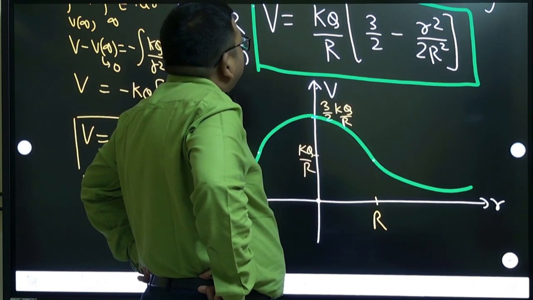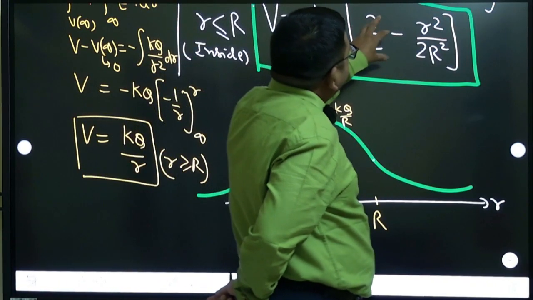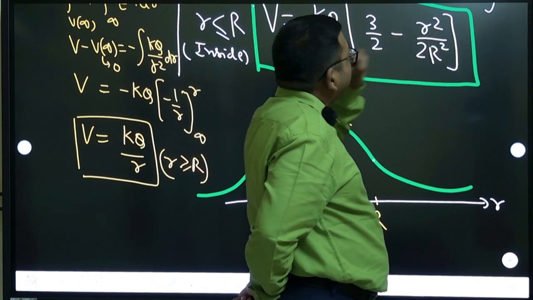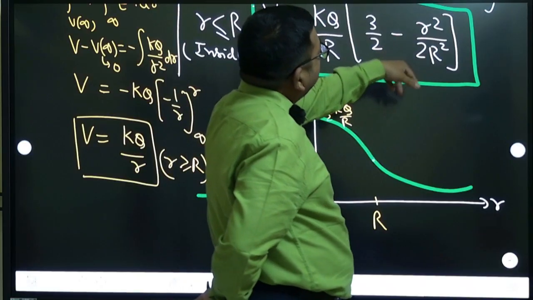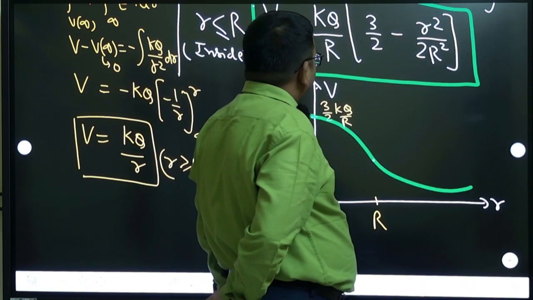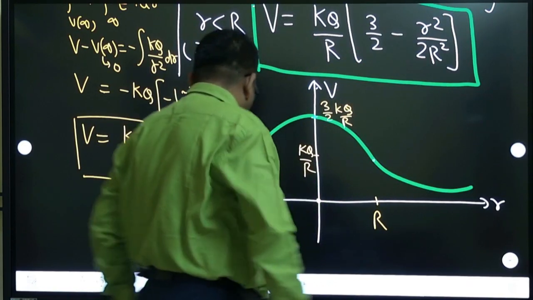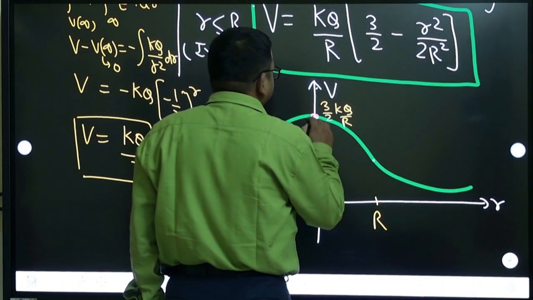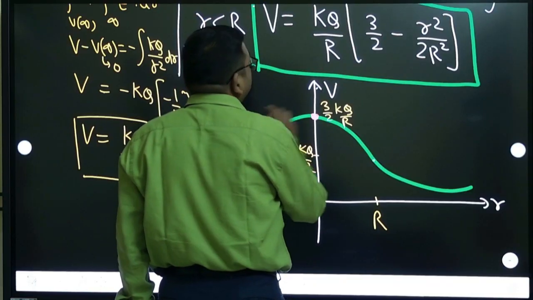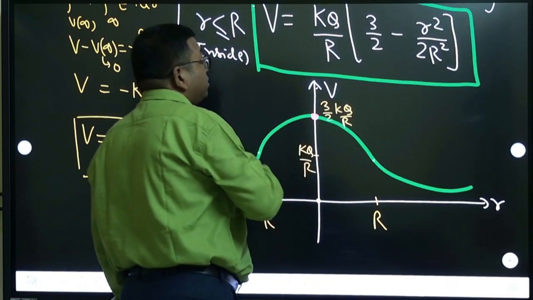Try to find out the differentiation. When you differentiate, this term will become 0, and here you will get 2r by r. So the slope is 0 only at this point. Slope means electric field. You can try that and check: is the slope 0 or not 0?